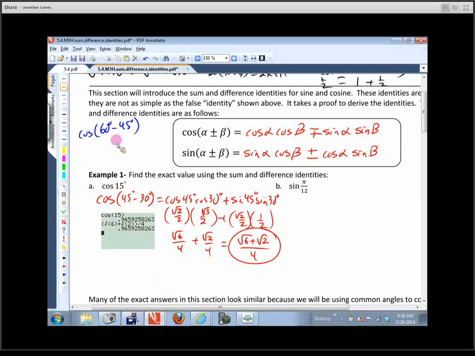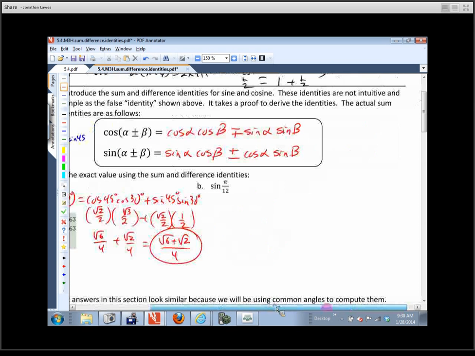Okay. Guess what would happen if we did this? So if I were to write this, this would be cosine of 60, cosine of 45, plus sine of 60, sine of 45. Guess what I get? I get exactly the same thing. We'd have a radical, I think it would show as radical 2 plus radical 6 on the top. But that's okay because it's addition and that's commutative. So it'll work either way. Any questions there?